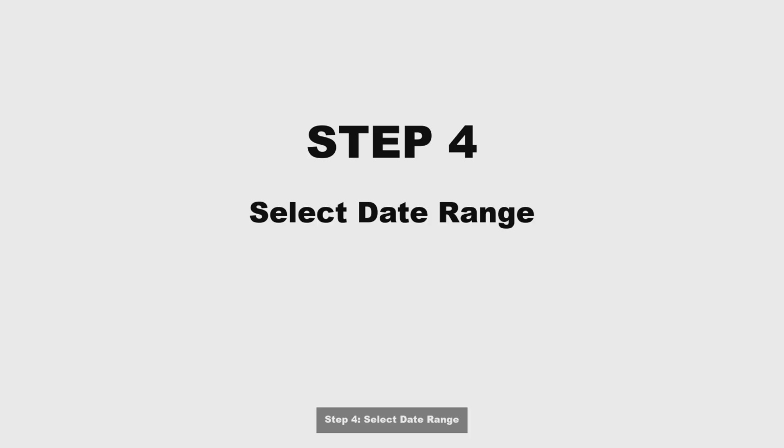Step 4. Select Date Range. Choose the date range for the data you want to download. You can select options like monthly, yearly, or specify custom dates to narrow down your search.